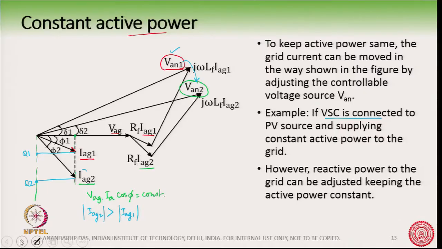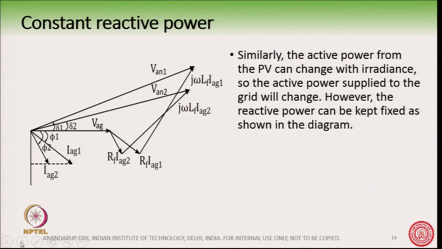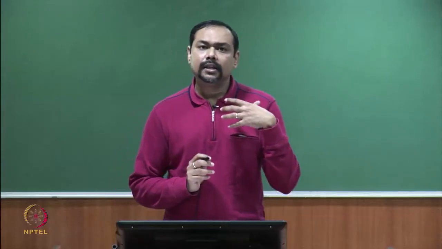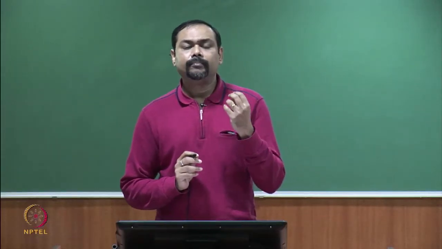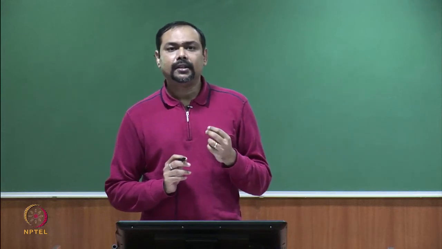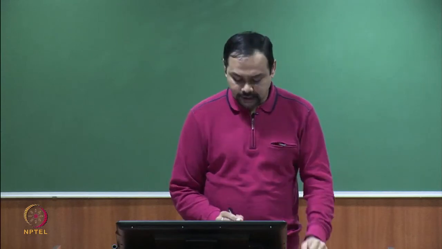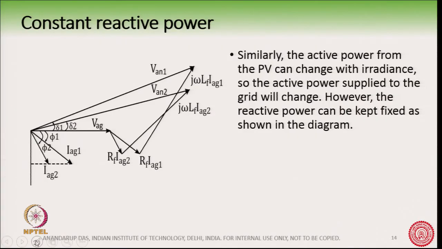In a similar way, I can also draw a phasor diagram in which we are able to exchange a constant reactive power, but the active power will change, and the phasor diagram is shown here. You can see here that this IAG is the initial current, and correspondingly this is the VAN1, and then IAG2 will produce a VAN2.